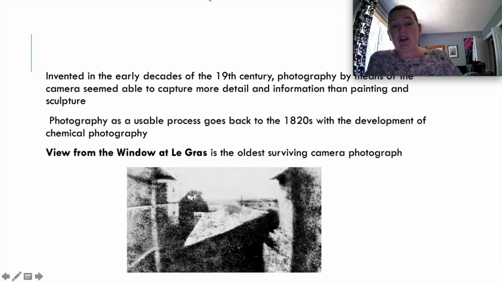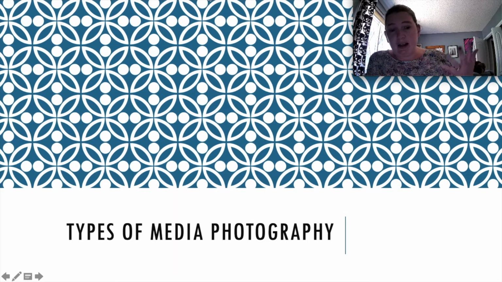Photography was invented in the early decades of the 19th century. They would use cameras to capture more detailed information than a painting could. The View from the Window at Le Gras, which is pictured below, is the oldest surviving camera photograph that we have. It's not great, but it's the oldest one we have. We know that they did have them, they just weren't very durable and didn't stay around.